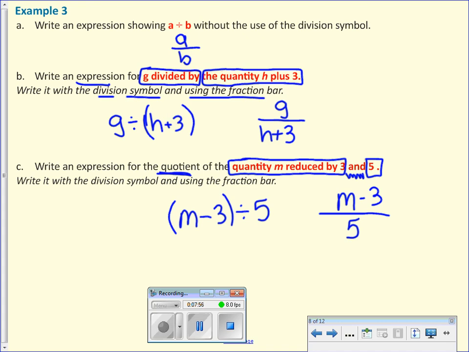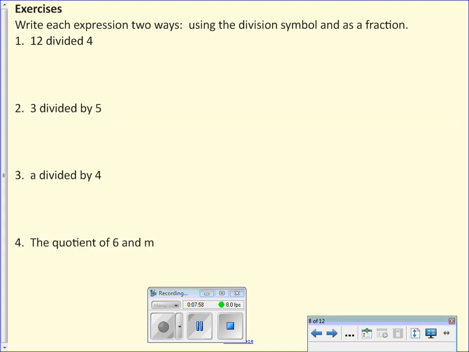All right, moving right along. Take a minute now. My board says 1 through 4, so that's what my version shows, but on your paper it shows A through H. So right now, try A through D on your own, and then we'll go over the answers.